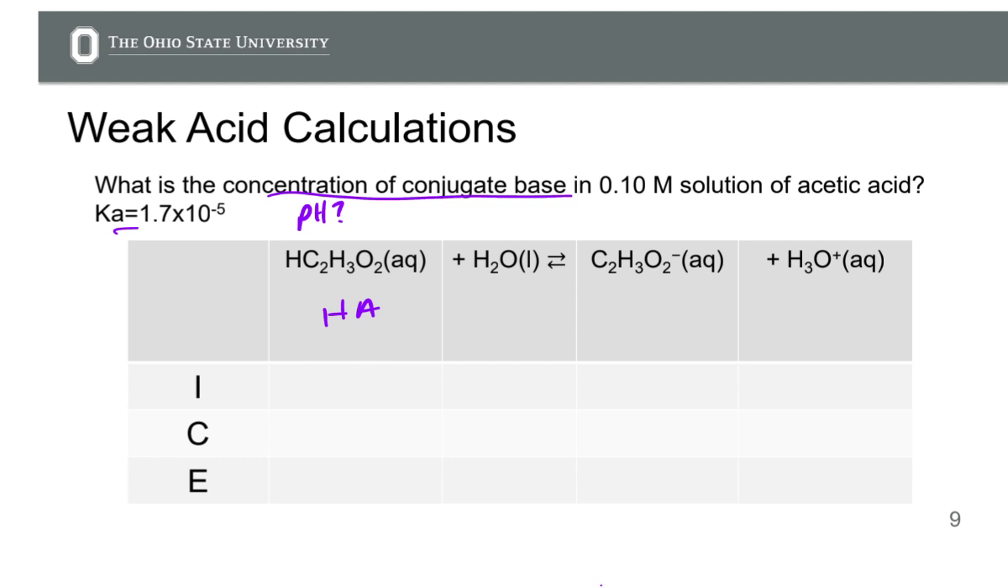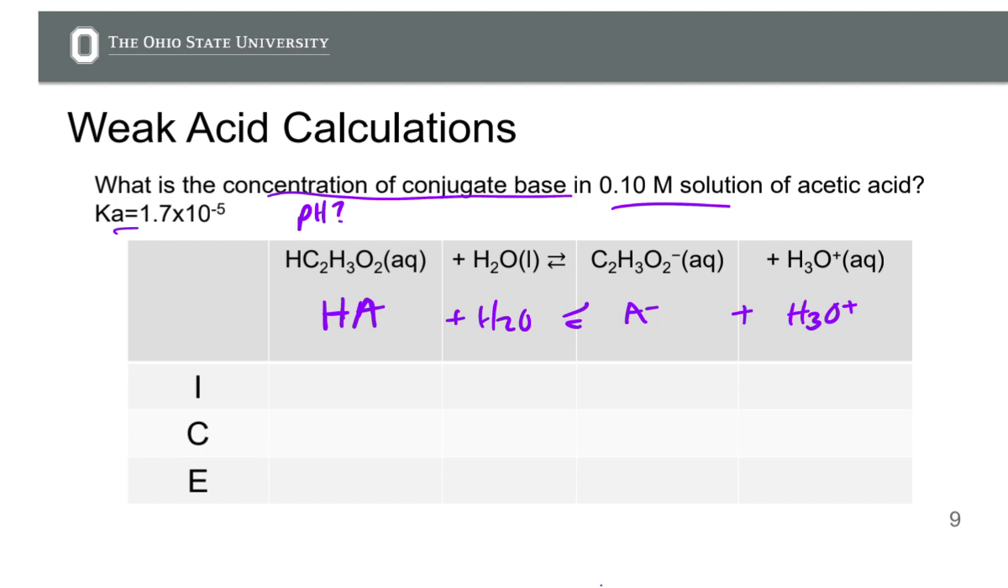So just for the sake of doing this how I prefer, we're going to do HA plus H2O in equilibrium with A minus and H3O plus. All right, so this is now just like any other equilibrium problem that we've done, right? It says that we have a 0.1 molar solution of acetic acid. That's an initial concentration of acetic acid. That sort of has to be implied in the problem.